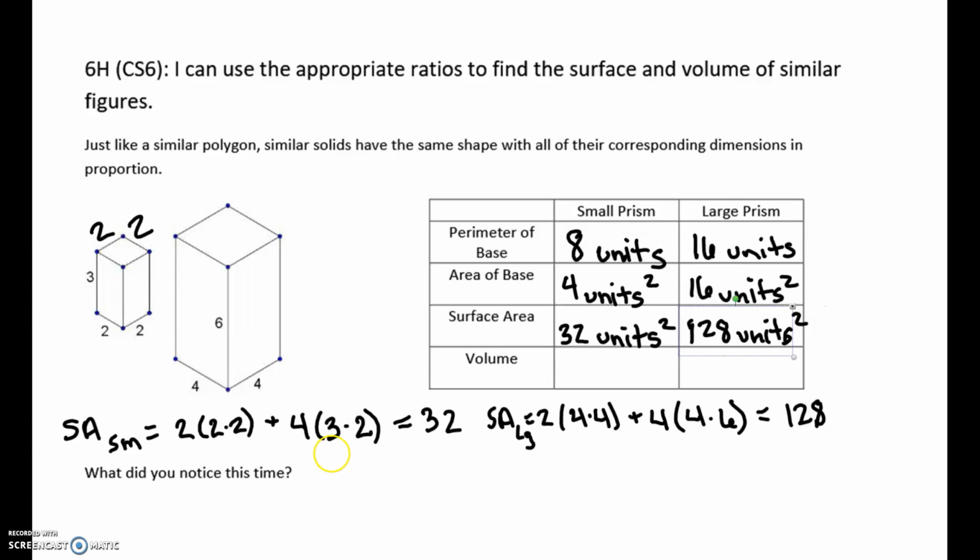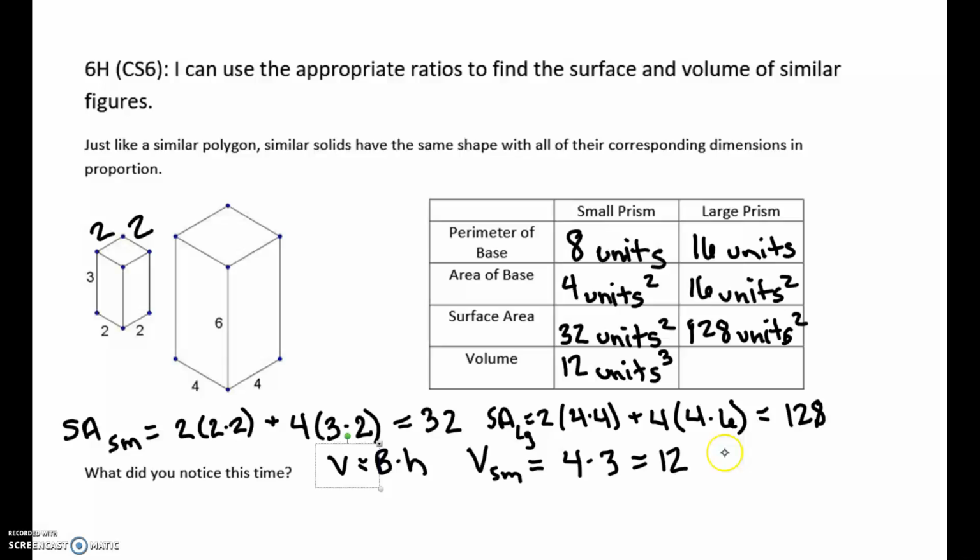Okay, now let's look at volume. If we recall, for a prism, volume equals area of the base times height. So the volume of my small prism is going to be the area of the base, which we already found is 4, times the height, which is 3. So my volume is 12 units cubed. And now let's look at the volume of the large. Volume of the large is going to be the area of the base, which is 16, times the height, which is 6, or 96 units cubed.